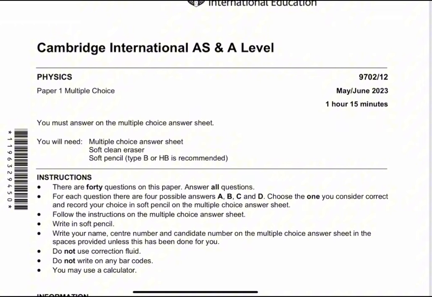So today I'm going to be taking you through the May-June 2023 paper 1-2 for physics, and the paper is 1 hour 15 minutes long. I'm going to be explaining certain concepts that you need to know, and I won't just assume that you know it. I'm going to take you through every single step so that you understand.